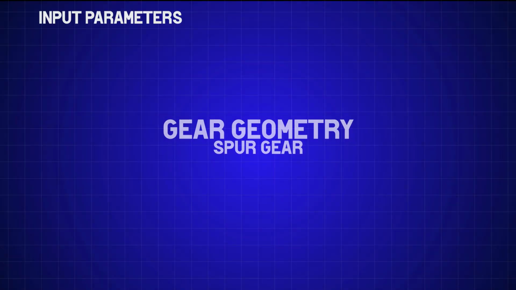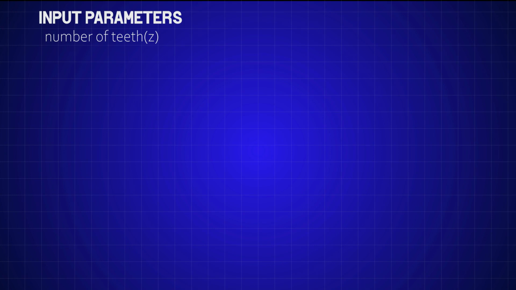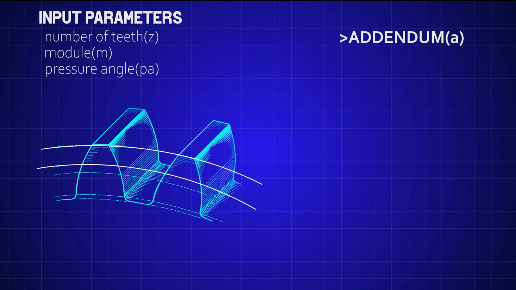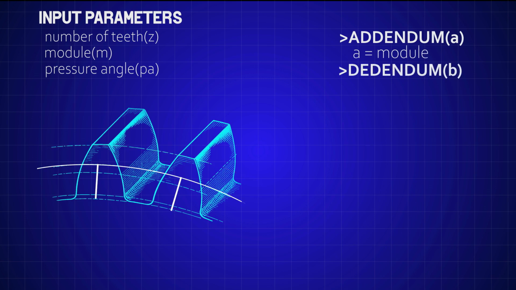The main input parameters, including the number of teeth, the module, and the pressure angle, form the basis for determining the geometric parameters of a spur gear, namely the addendum, dedendum, pitch diameter, and base diameter. Addendum is the radial distance from the pitch circle to the tip of the gear tooth, which defines the tooth height above the pitch circle, and its value is generally equal to the module. Dedendum is the radial distance from the pitch circle to the root of the gear tooth, providing clearance between meshing teeth, and its value is typically 1.25 times the module.